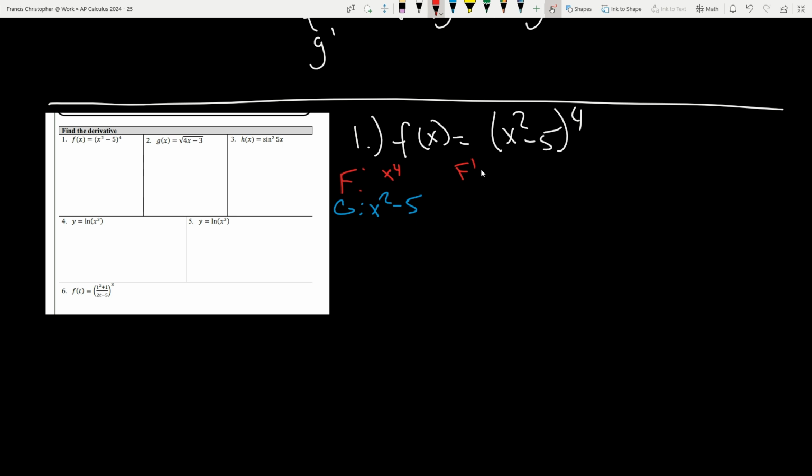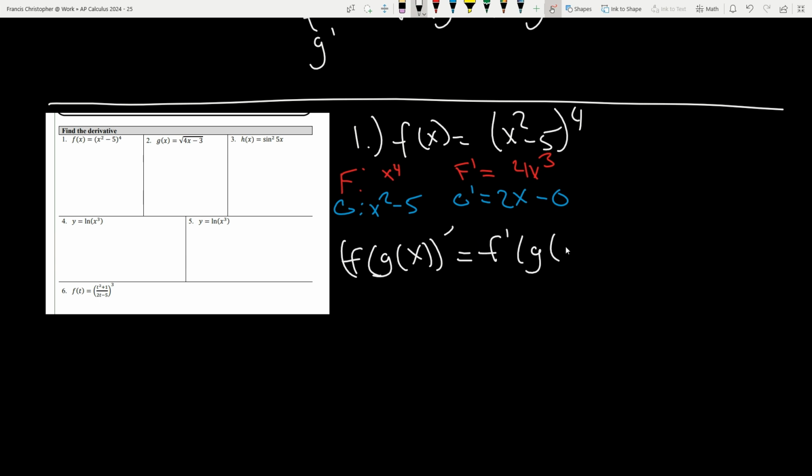F prime is going to be equal to 4x cubed because of our power rule, which we've done in previous units. And then g prime is going to be 2x minus constant 0. So now we can actually plug in our f, g's, and derivatives into our formula. Recall that the derivative of f of g of x equals f prime of g of x times g prime of x. Yeah, it's a bit confusing with the capitals, but bear with me.